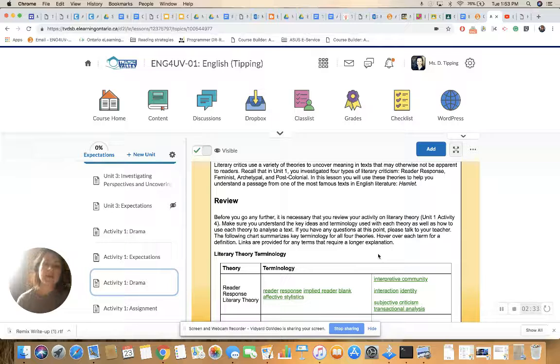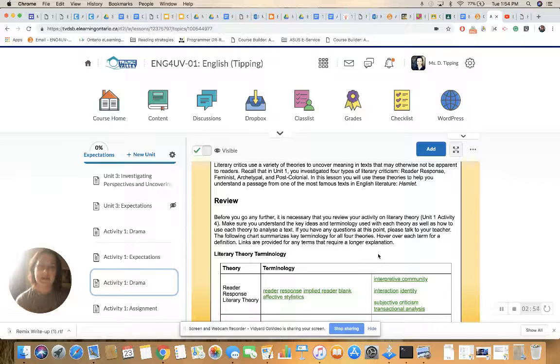Now, before you go any further with this activity, it says it's necessary for you to review your activity on literary theory. And that's Unit 1, Activity 4. Make sure you understand the key ideas and terminology used with each theory, as well as how to use each theory to analyze a text. If you have any questions at this point, please talk to me.